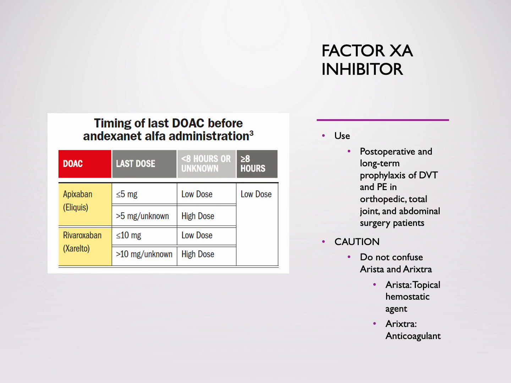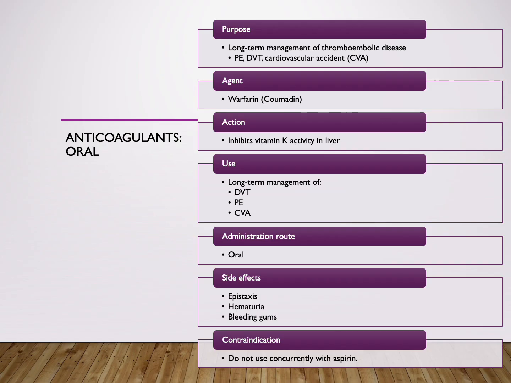There are also oral factor Xa inhibitors like Xarelto and Eliquis. Another category of anticoagulants is oral anticoagulants. Oral anticoagulants are used for long-term management of thromboembolic disease, and that does include DVTs and PEs. And because they have a delayed onset, they're contraindicated for use in emergency type situations.